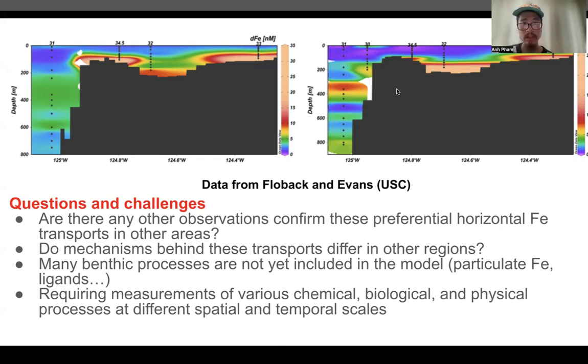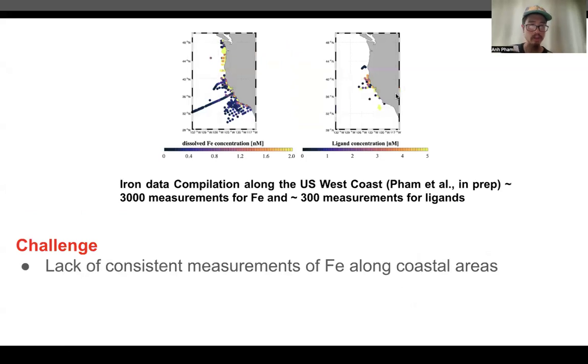As shown in a study here, not only is the mean ocean circulation at the scales of several hundred kilometers important in transporting iron to the open ocean, but we also have to consider the role played by fine scale ocean circulation at the scales of several kilometers, like mesoscale eddies and submesoscale eddies. And another challenge is the lack of consistent measurements of iron along coastal areas.